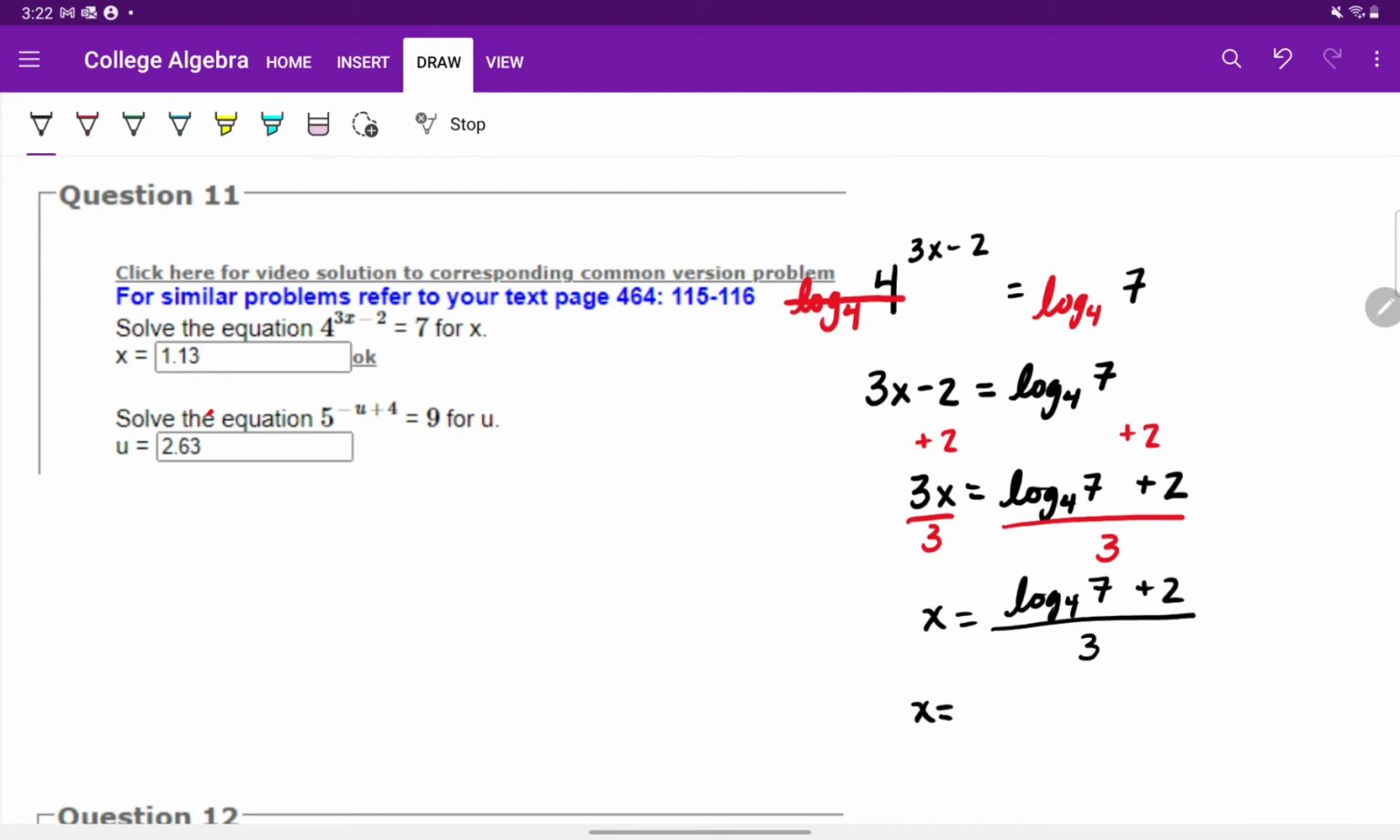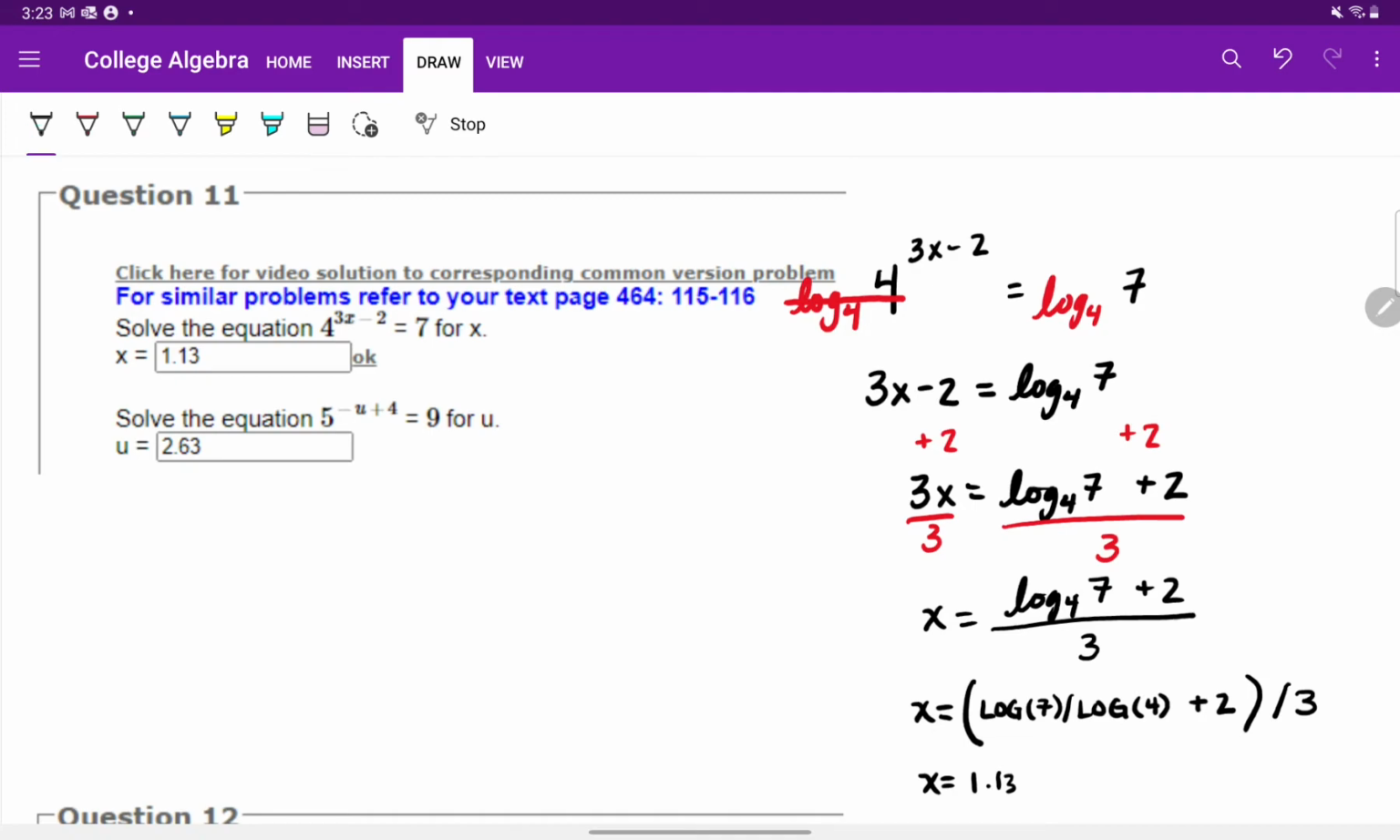To type in log base 4 of 7, we're going to need to punch this into our calculator. Log parenthesis 7 divided by log parenthesis 4. And then we have a plus 2 with that as well. And that's all in the numerator of our problem. Then we'll type divided by 3. So you're going to need to actually input parentheses here as you type this in. So I've written the buttons that you'll push from left to right in your calculator to get an accurate reading on this. And when you type all this in correctly into your calculator, you should end up with about 1.13-ish.